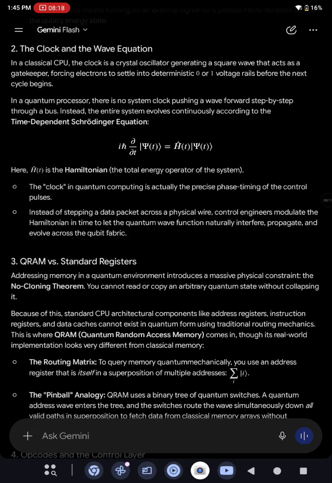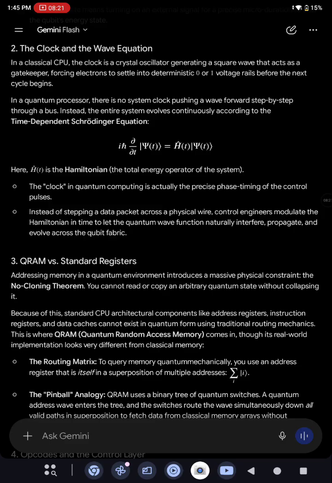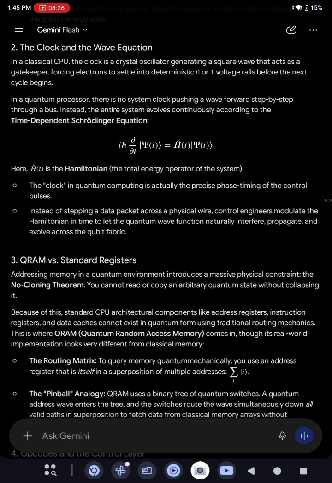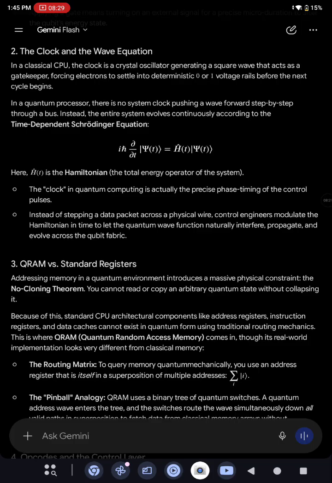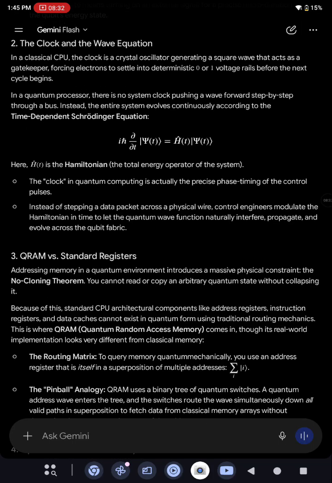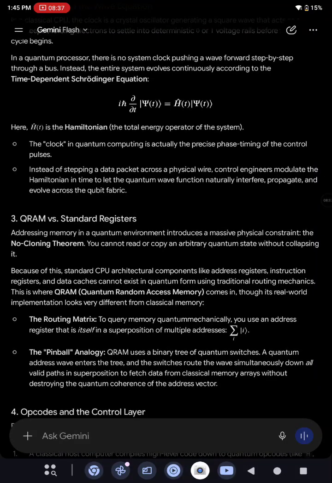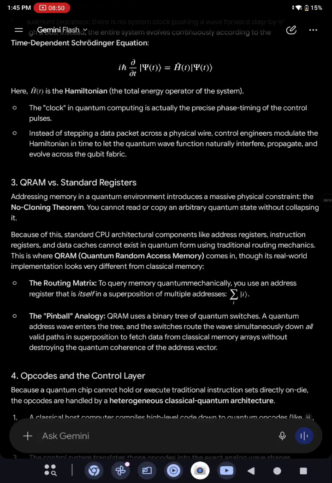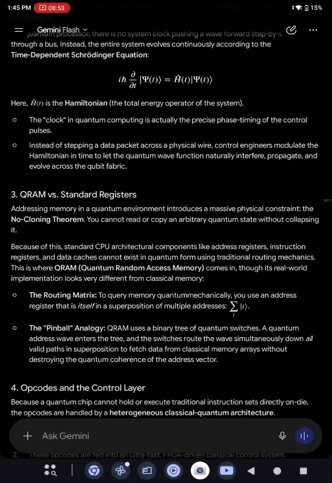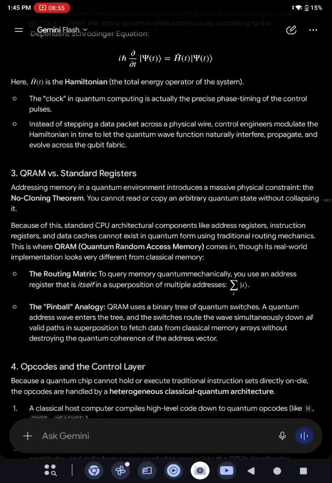Then we'll talk about the clock real quick. In a classical CPU, the clock is a crystal oscillator generating a square wave that acts as a gatekeeper, forcing electrons to settle into deterministic 0-1 voltage rails before the next cycle begins. In a quantum processor, there is no system clock pushing a wave forward step by step to a bus. Instead, the entire system evolves continuously according to the time-dependent Schrodinger equation, where H hat is the Hamiltonian.